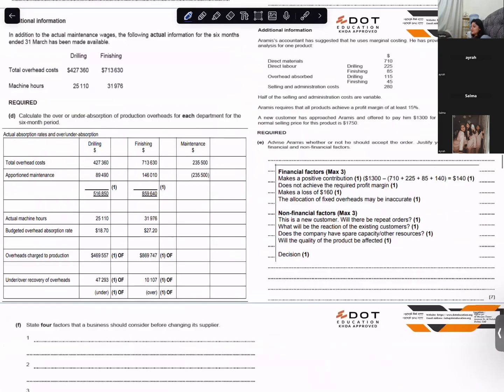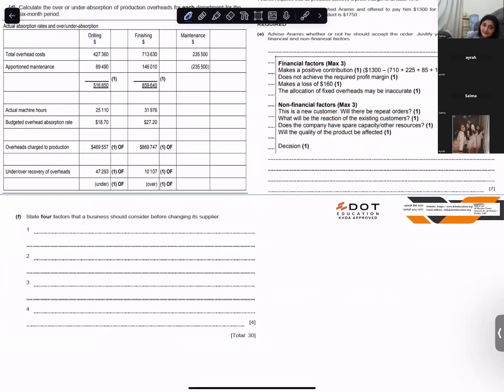Okay, 4 factors that you should consider before changing your supplier.